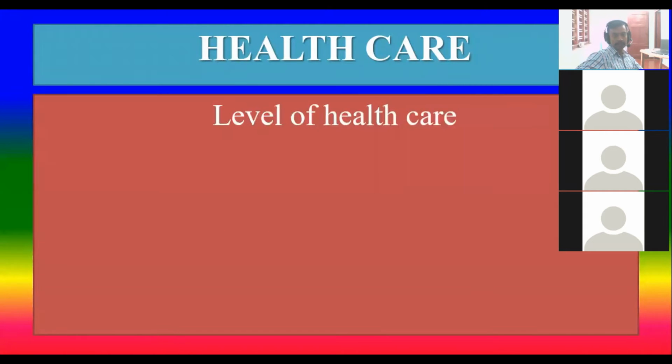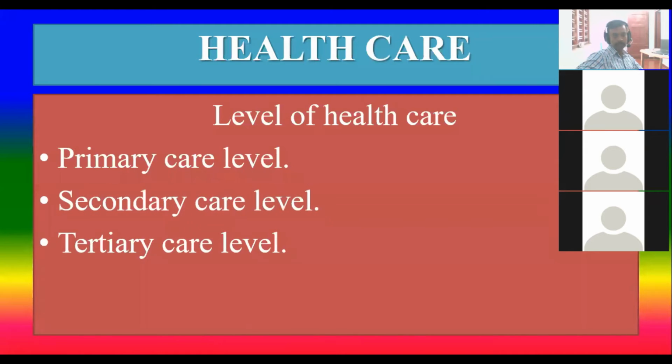Next section, health care. Next concept: levels of health care: primary, secondary, tertiary. Primary means, for example, PHC, primary health centers. Secondary, district level hospitals. Tertiary, teaching hospitals, research. So these three levels of healthcare facilities are available in India.